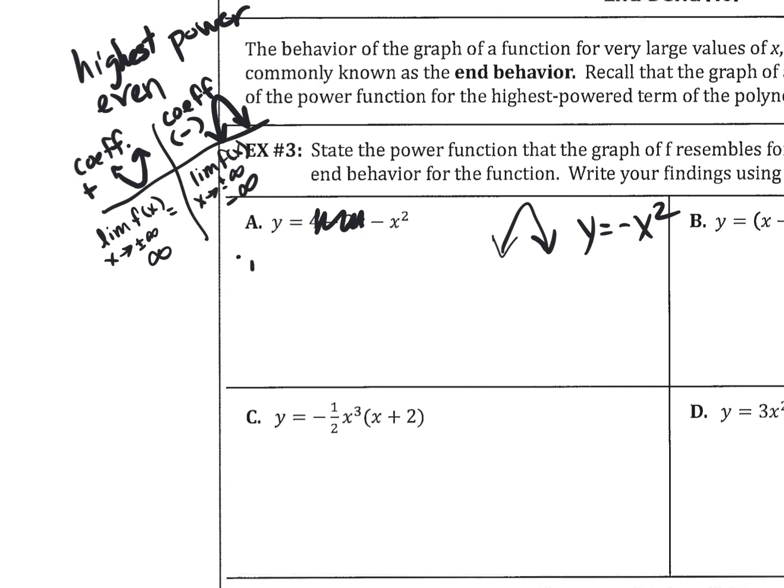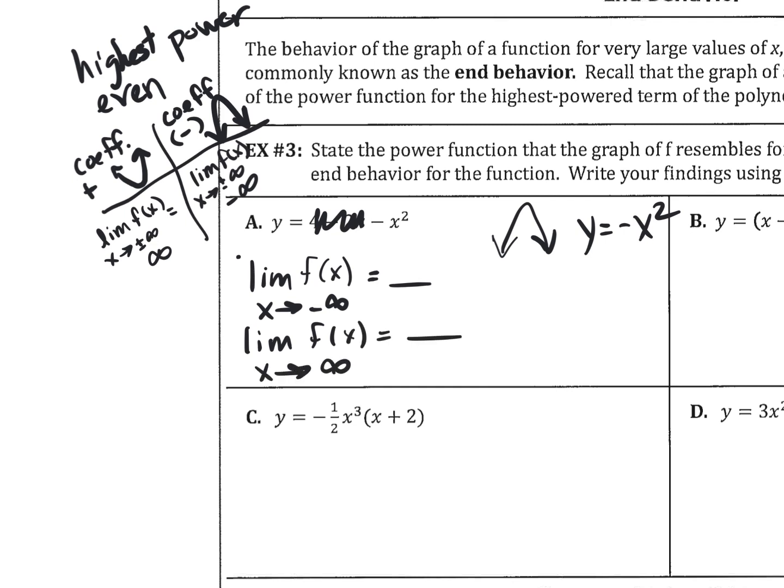So the limit of f of x as x approaches negative infinity. Remember, we always just write these to start with. And we're going to fill both of those in as what? Which way is it going if it's doing this? Yeah. Negative infinity. Because of this, correct?